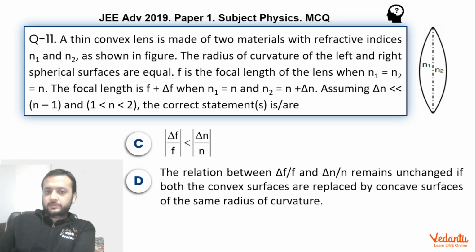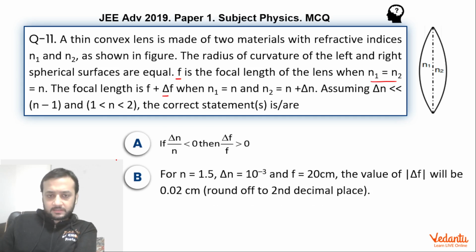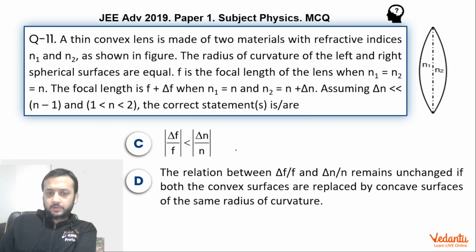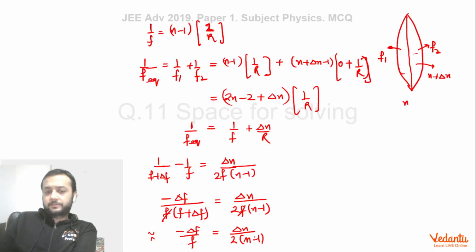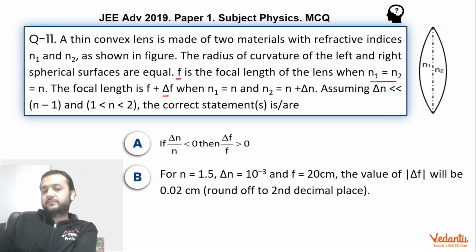Now we are ready for some of the options. If you go to option number C, okay, yeah, let's start with option number C. Option A I think is very very easy to find. If delta n by n is less than 0, delta f by f is greater than 0. Okay, so this of course is right, because you can see both of them have a negative sign. If delta f is negative, then delta n will be positive. It is clear from this what we are getting. So of course if this is negative, then one of them has to be negative and one of them has to be positive. So option A is definitely correct.